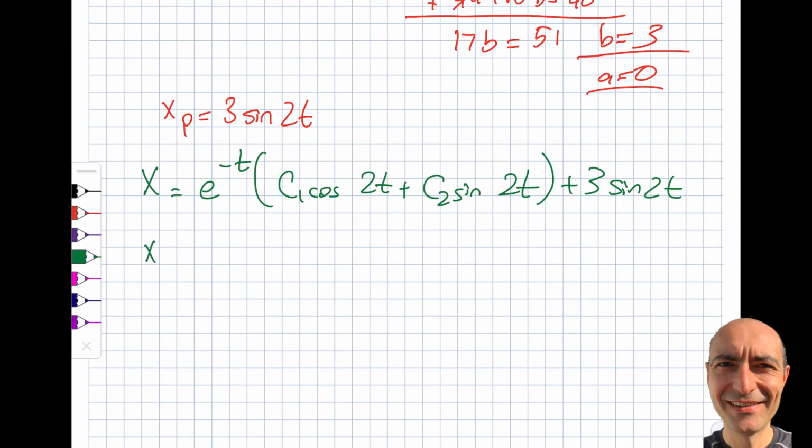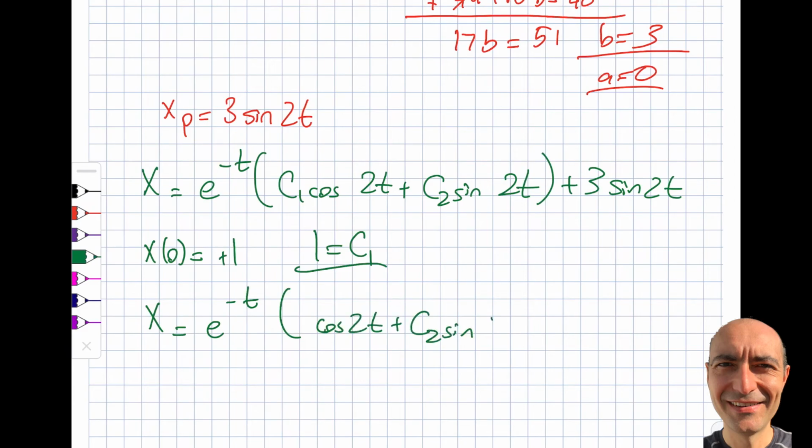So let's do x of 0, right? So let's see what happens. It's going to be equal to 1, that's what is given to me. So if I go in here, what is sine of 0? That is 0, so that's out. From here, for c1, what is cosine of 2t when t is 0? Cosine of 0 is 1. So I will have 1 is equal to c1. That's exactly what I got. So it was kind of easy. Okay, so now let me go back and write this. So my x is equal to e to the minus t, cosine of 2t plus c2 sine of 2t, plus 3 times sine of 2t.